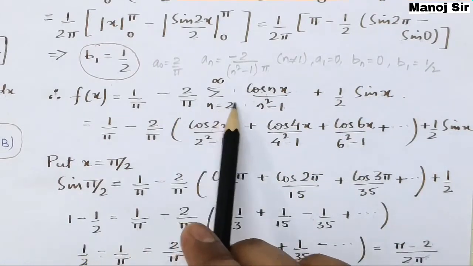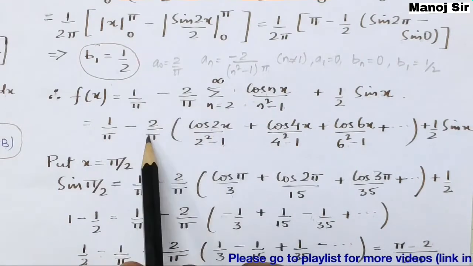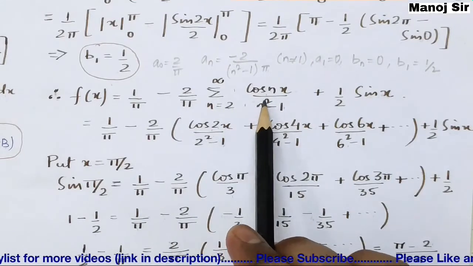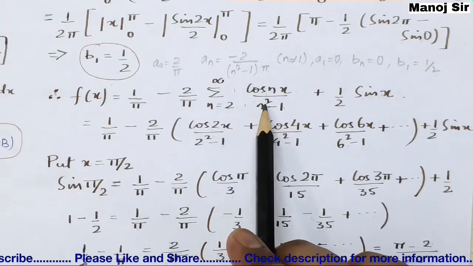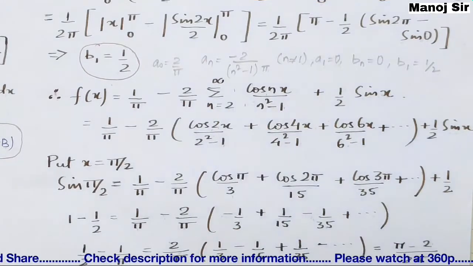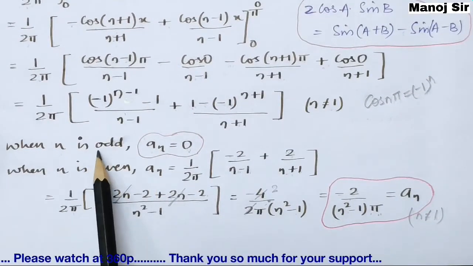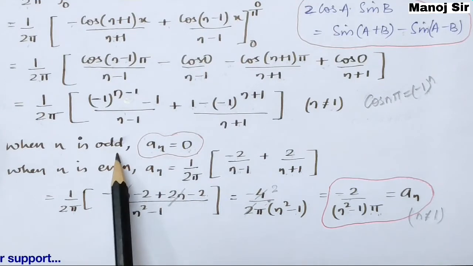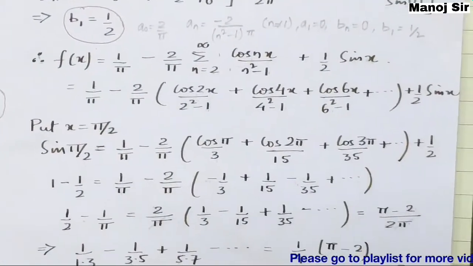Now if you expand this, that is also good. That is 1 upon pi minus 2 upon pi as it is. Simply put n equals 2. This is going to be cos 2x upon 2 square minus 1. Then put n equals 4, because here we have one more thing: if n is odd, then an becomes 0. If n is odd, then an equals 0. So we need to take only even terms.